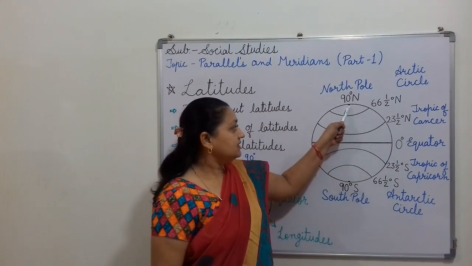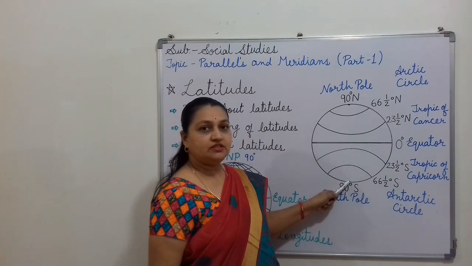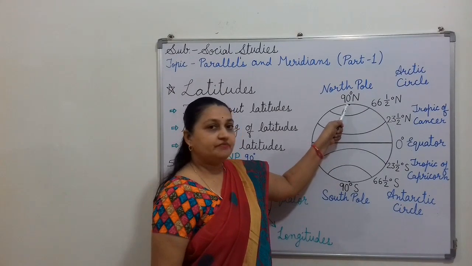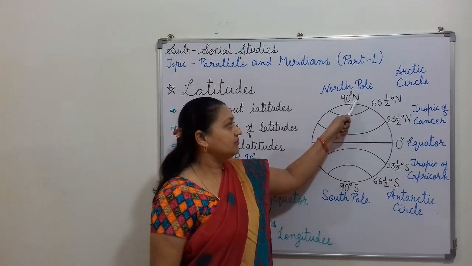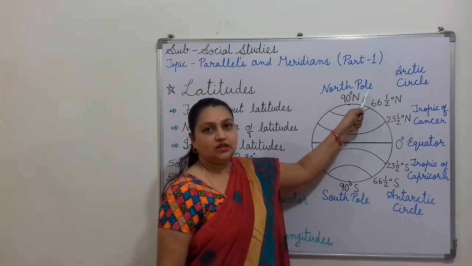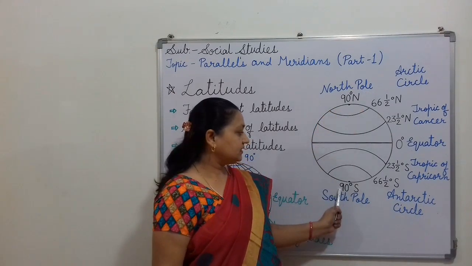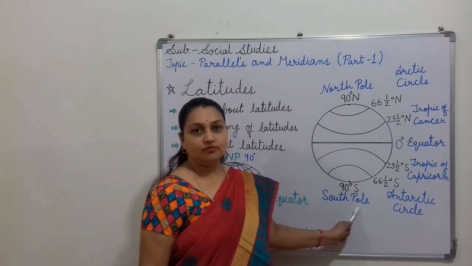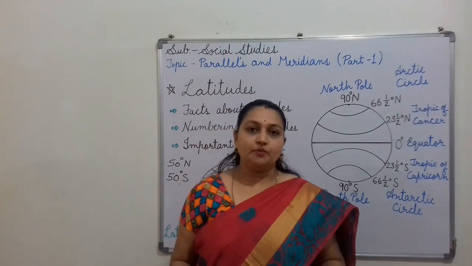Now, these are the ending points on the globe. Here it is 90 degree north. It is known as the North Pole. Here it is 90 degree south. It is called the South Pole. By this, the topic gets over.